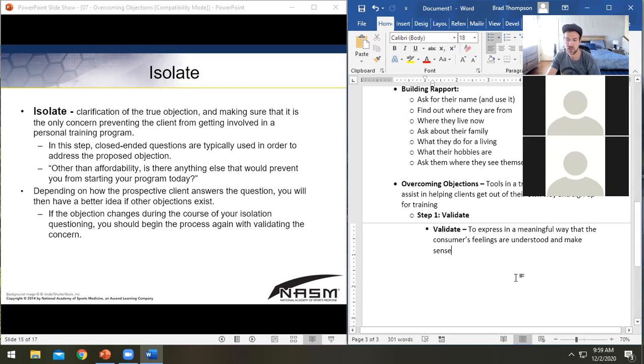I thought this said something else. Step 2, isolate the problem. Get rid of that irrelevant information. This is so similar to our problem-solving methods. But when you're going to isolate, what that means is the clarification of the true objection, right? It's making sure that the only concern that's preventing them from getting this personal training program is X, whatever it happens to be: time, money, commitment, whatever. You are trying to clarify their true objections here, right?